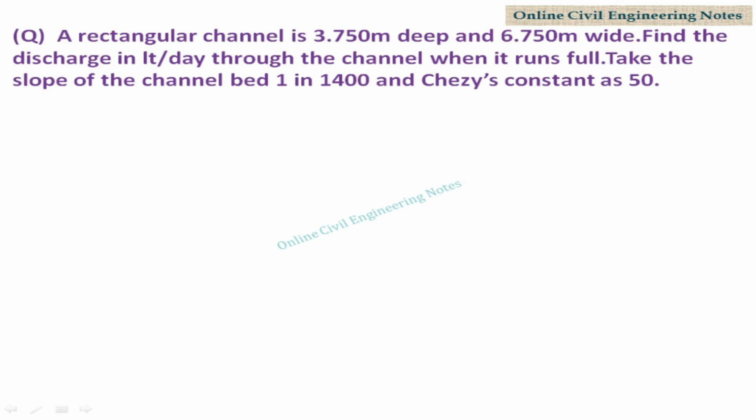A rectangular channel is 3.75 meter deep and 6.75 meter wide. Find the discharge in liters per day through the channel when it runs full. Take the slope of the channel bed 1 in 1400 and Chezy's constant as 50. The rectangular channel is running full.